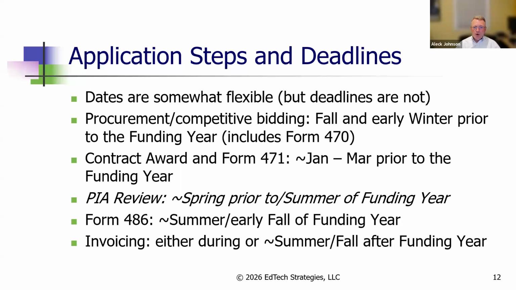The contract award and Form 471 are typically going to happen in the first couple months prior to the funding year. So you should have completed your Form 471 already, awarded your contracts to the winning vendors, and moved forward from that into the subject of today's training, PIA review. That typically happens starting in the spring and going into the summer.